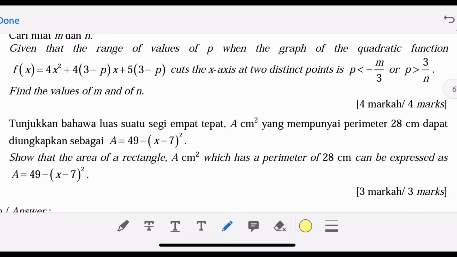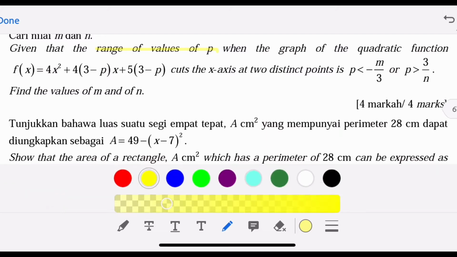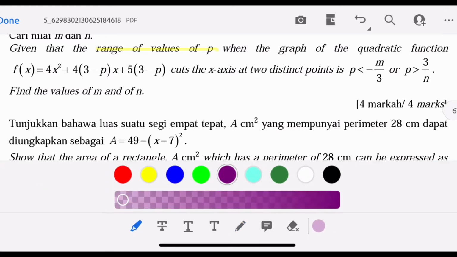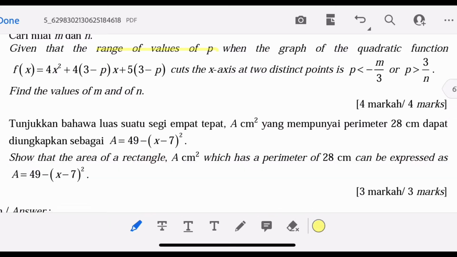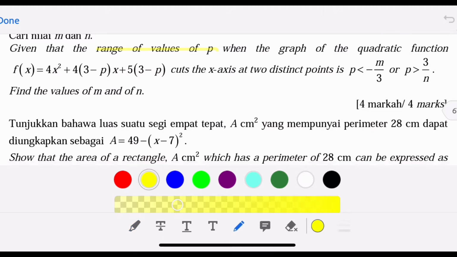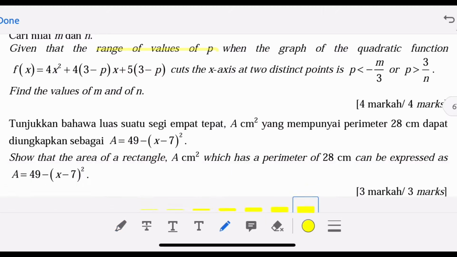Given that the range of values of P, where is my highlighter? I'm going to make it yellow color. The highlighter that I use is yellow color. Right, okay, let's make it thicker.